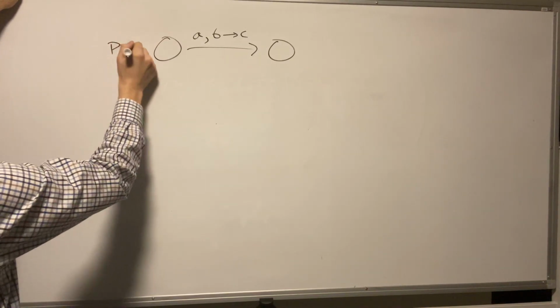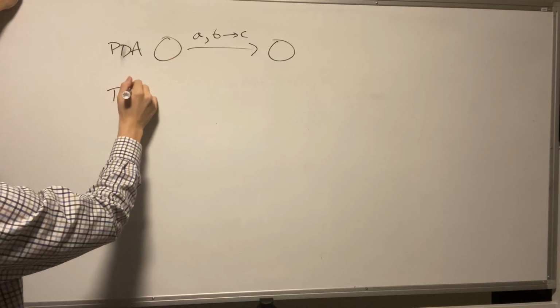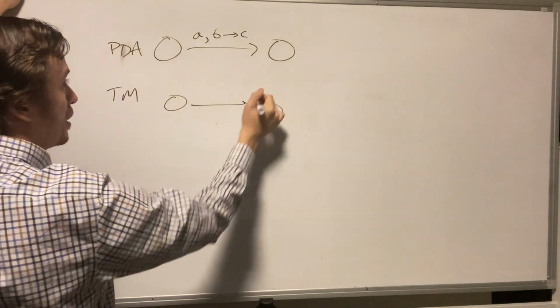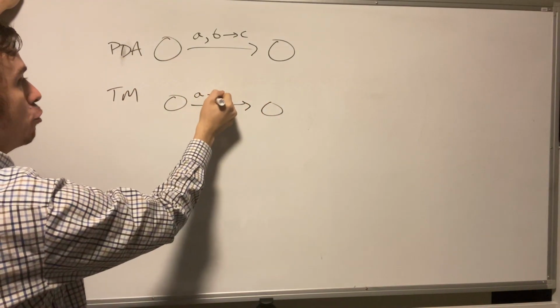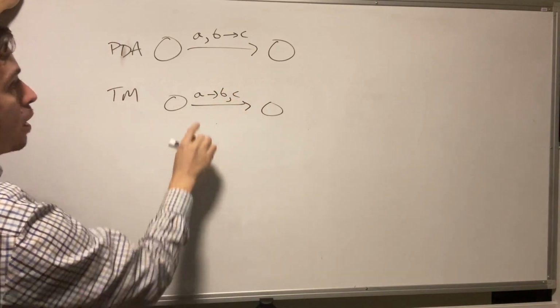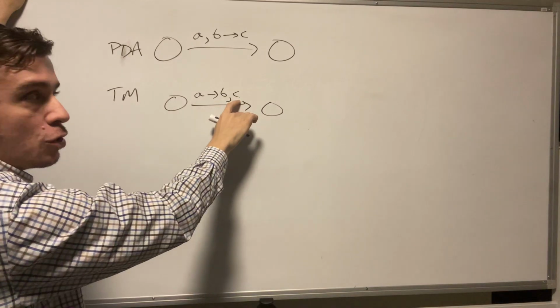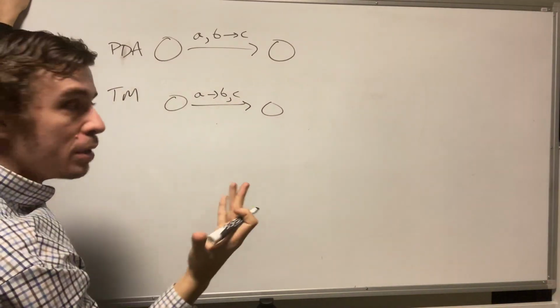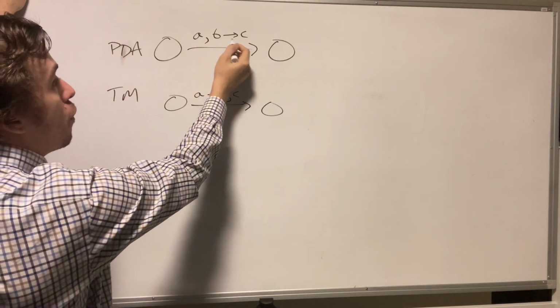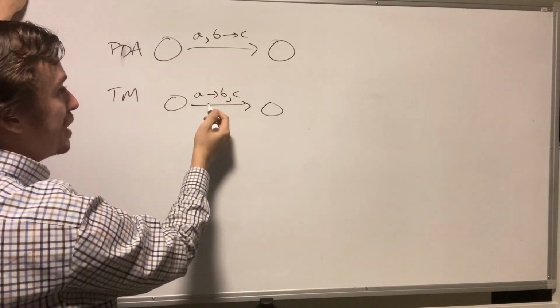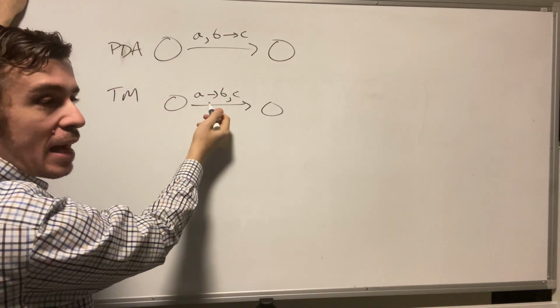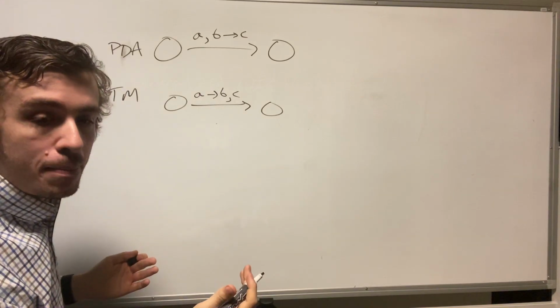And then the Turing machine version of the transition is going to be a goes to b, c, where a is the thing being read, b is the thing being written, and c is the direction. So what you should notice is that there's an arrow over here between the b and the c, and for the Turing machine, it's between the a and the b. Don't get these mixed up.